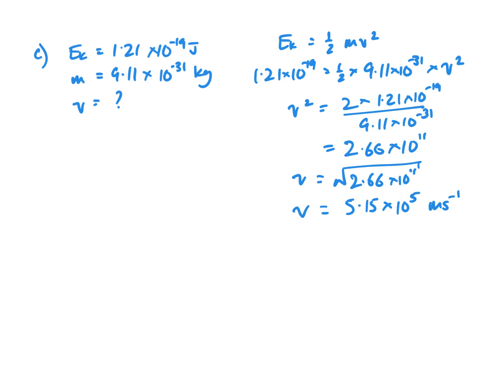Okay, and as ever, you'd be worried if you're getting relativistic answers. So certainly if you're getting greater than 3 times 10 to the power 8, you've made a mistake somewhere. Okay, so that's how we'd work out the velocity of the electrons being emitted.